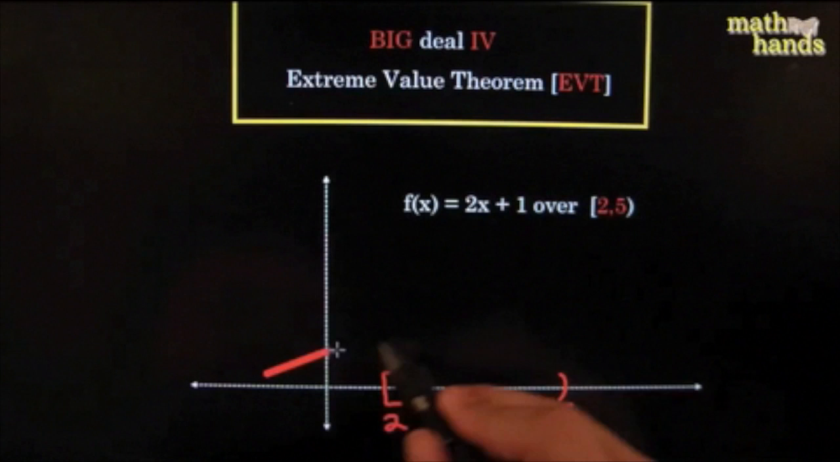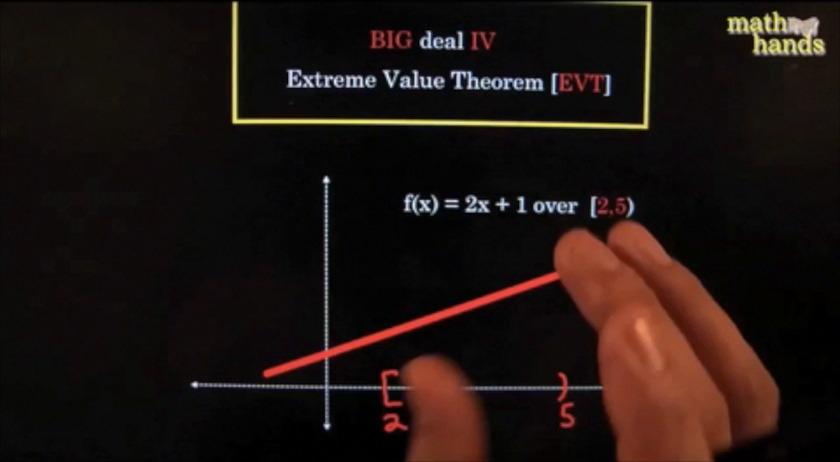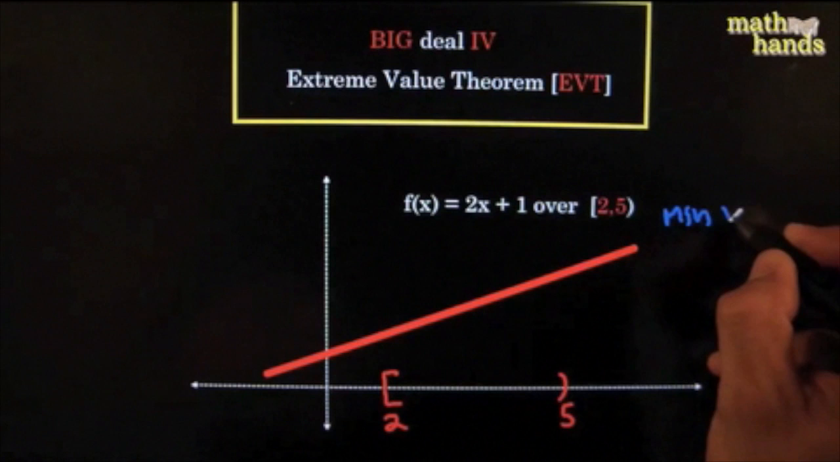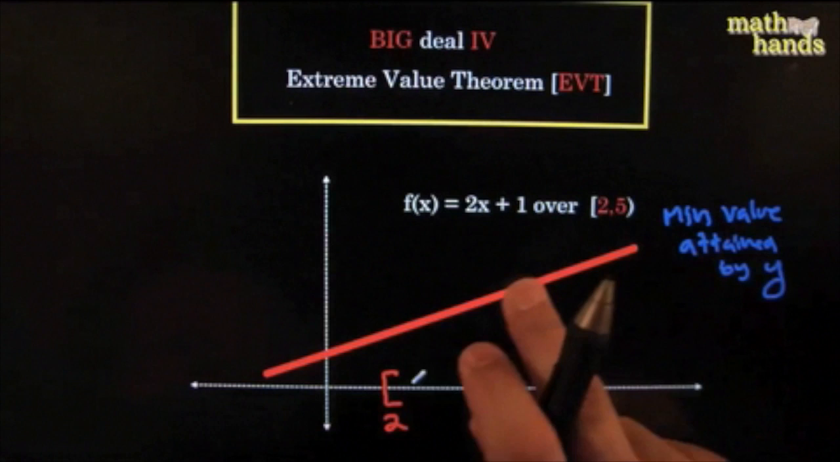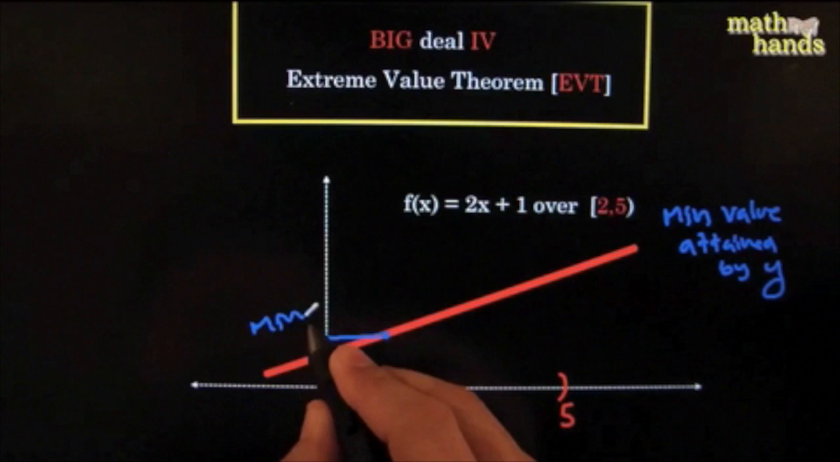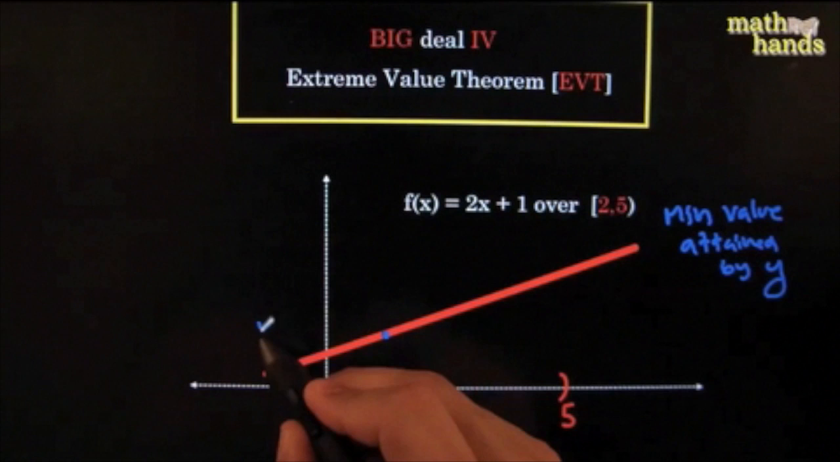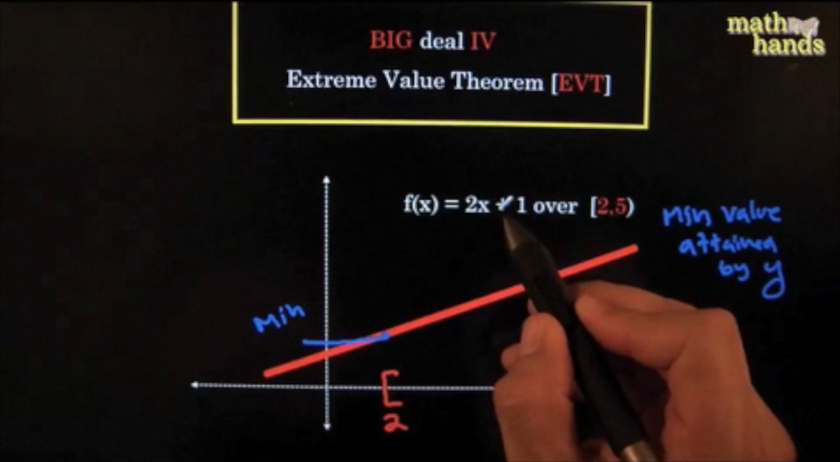And then you ask a simple question like, what's the minimum? Here's a simple but profound question. What's the minimum value attained by your function, by y, over this range? Well, it's going down, so the minimum value would have to be this one. That's the minimum. Minimum is easy. I could plug it in there. 2 times 2 is 4 plus 1 is 5. Check. That wasn't too bad, right?